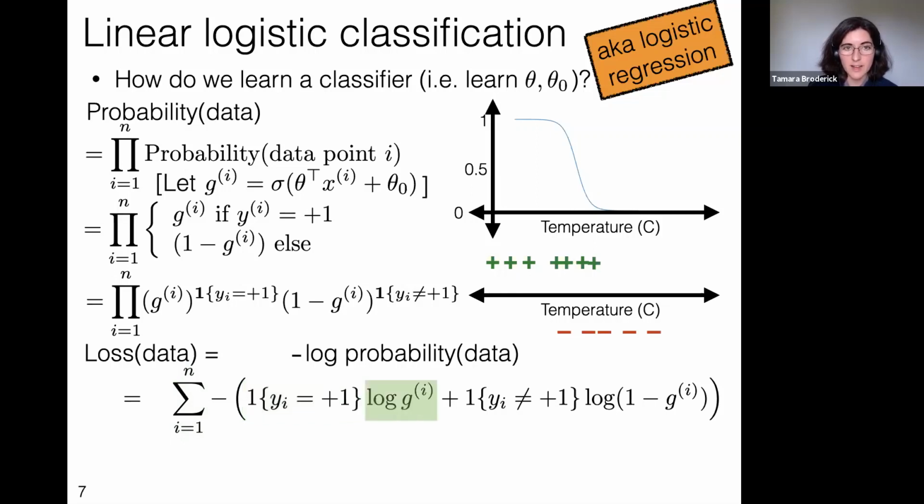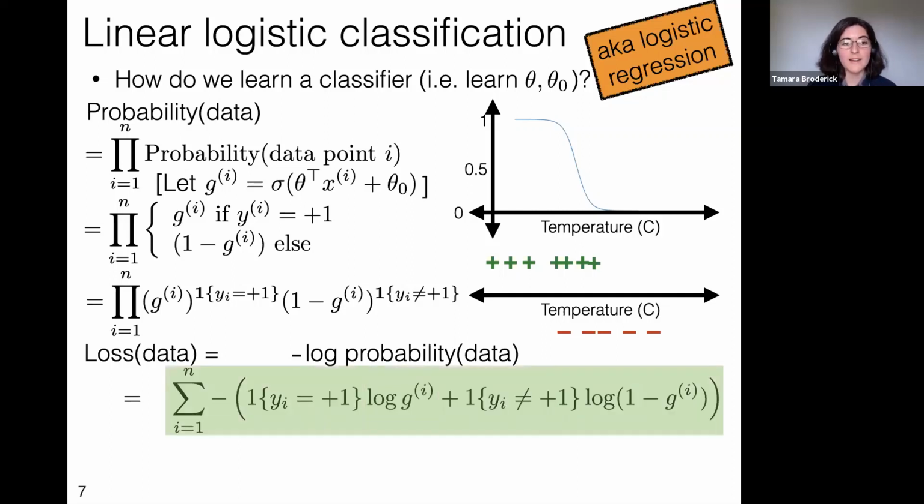And then we're left with log of G_i. And so finally, we have this whole quantity, which we got by saying, hey, this is the negative log probability of the data. It depends on theta and theta naught through the G_i. And so we can think of this as our loss. Now this also, if you think about it, looks very familiar.